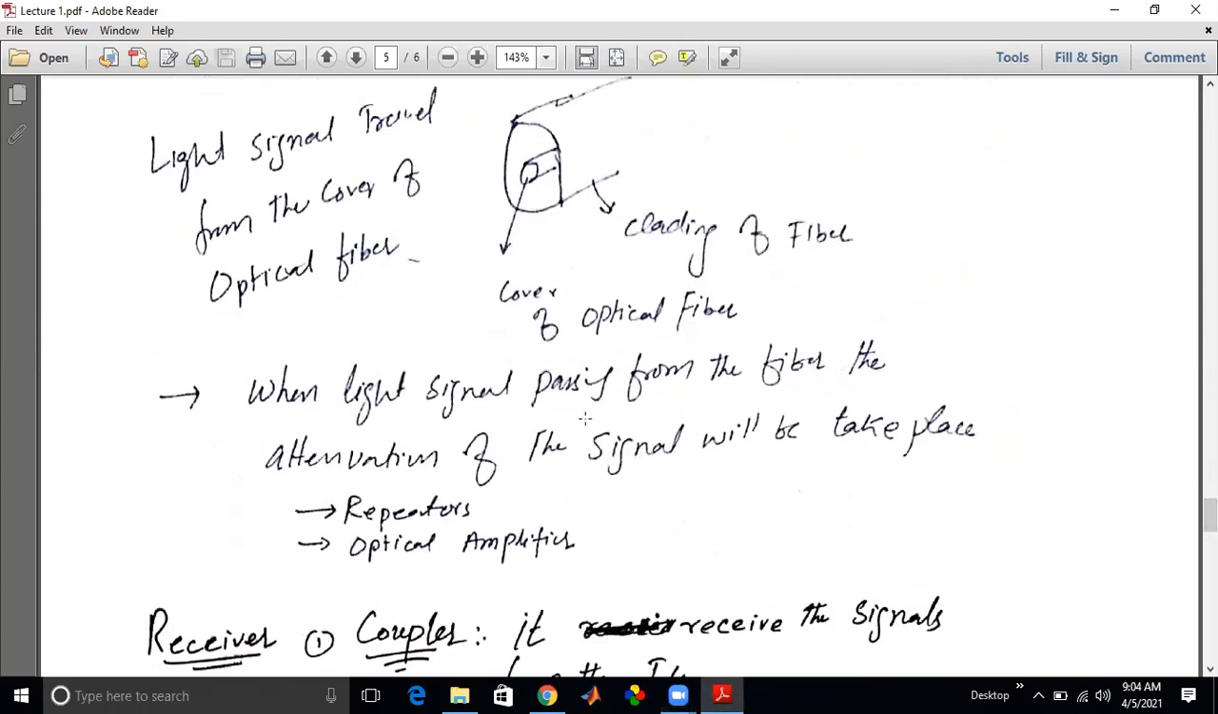When the light signal passes through the fiber, attenuation of the signal will take place, but this attenuation is very low, so you can neglect it. But here we will not neglect it, as we will use optical fiber communication to transfer the signal from one country to another. So it means that we will reduce this attenuation. For attenuation, we will use repeaters. And what is the function of a repeater?